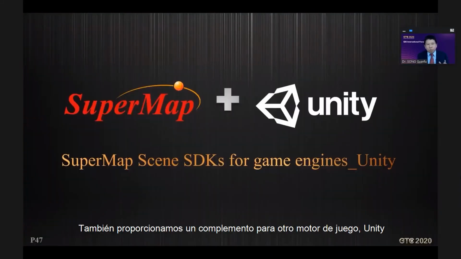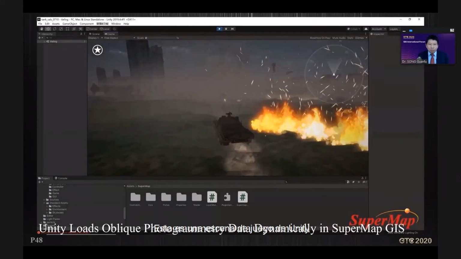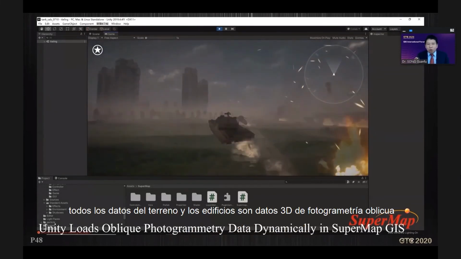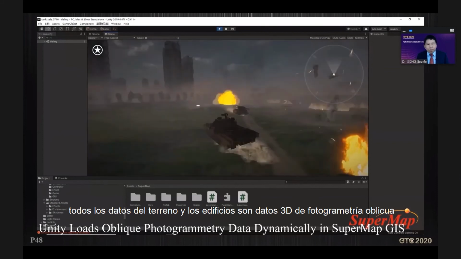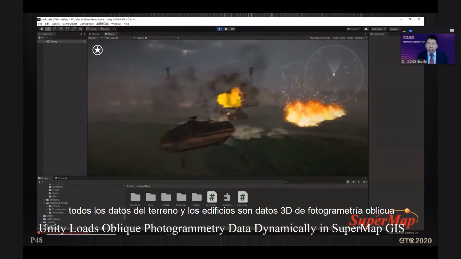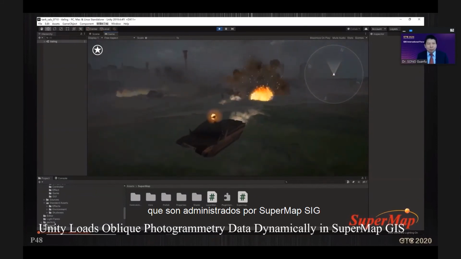We also provided a plugin for another game engine, Unity. This is a game engine theme of Unity. All the terrain and building data are oblique photogrammetry 3D data, which is managed by SuperMap.